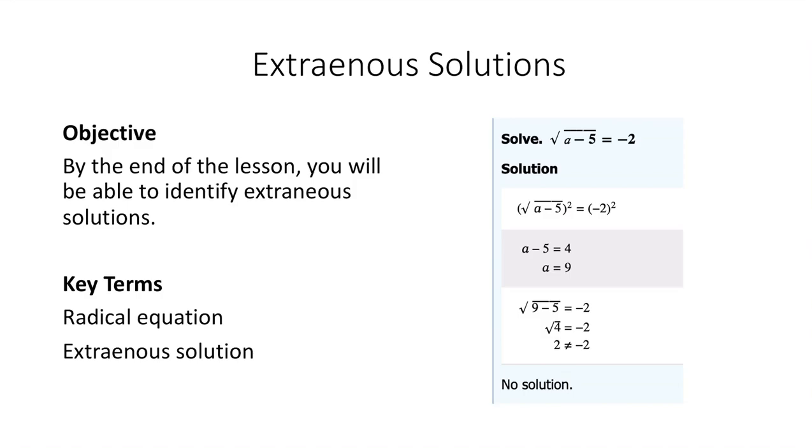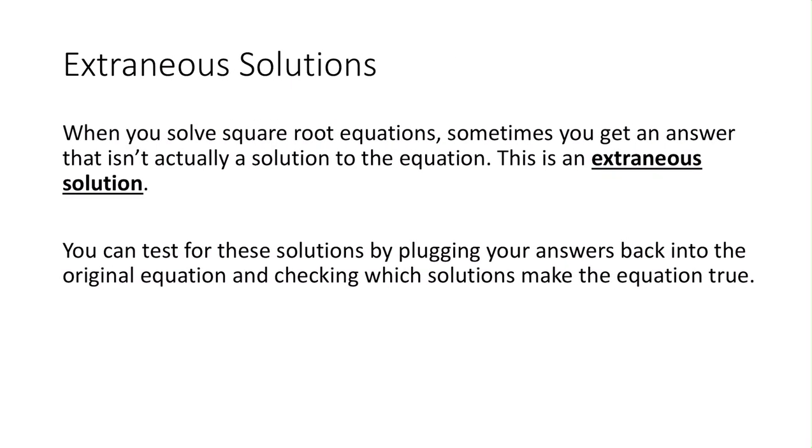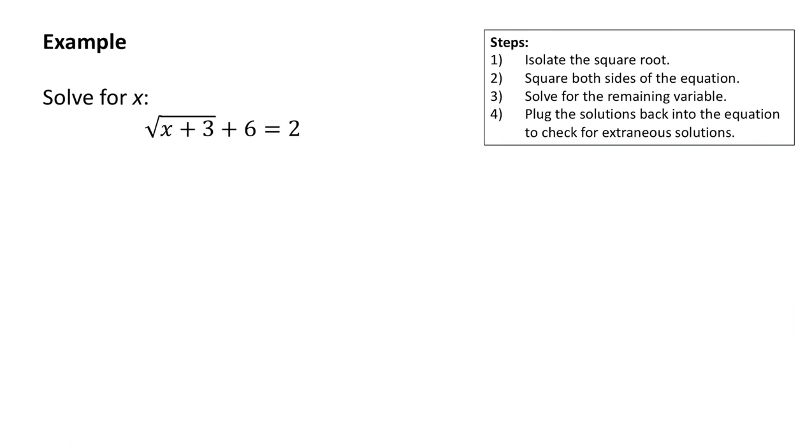So in this video, we're going to talk about how to identify extraneous solutions. When you solve square root equations, sometimes you get an answer that isn't actually a solution to the equation. This is what's called an extraneous solution. You can test for these solutions by plugging your answers back into the original equation and checking which solutions make the equation true. So let's try this problem.